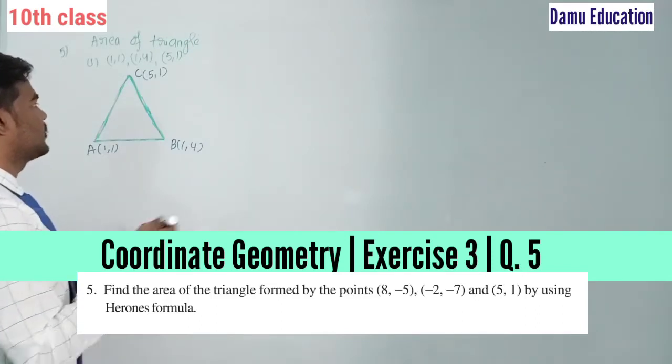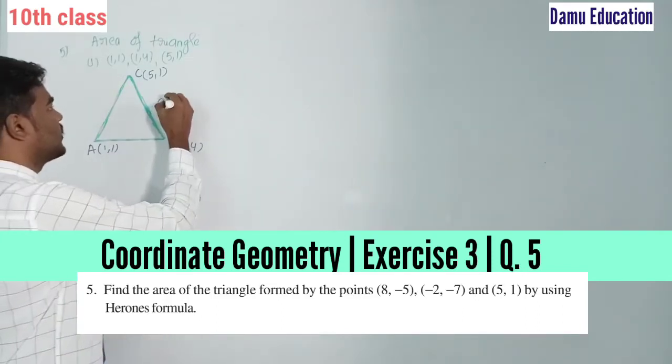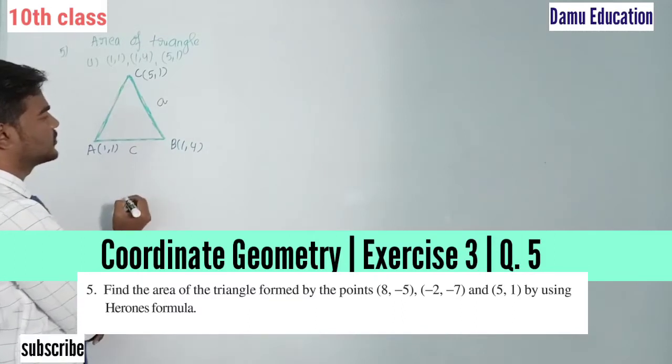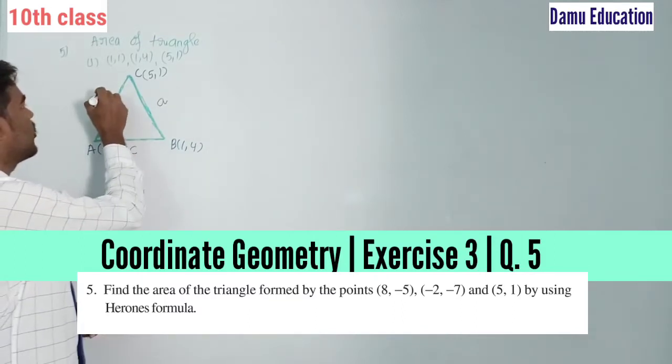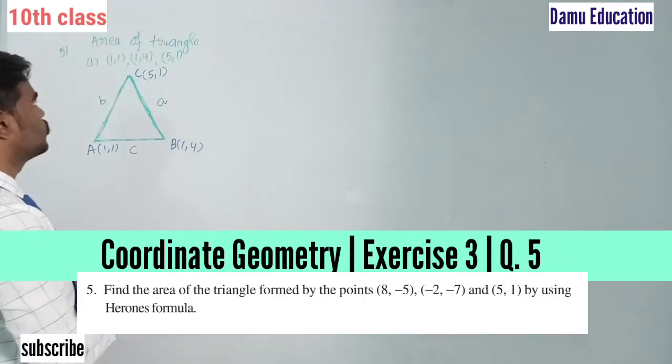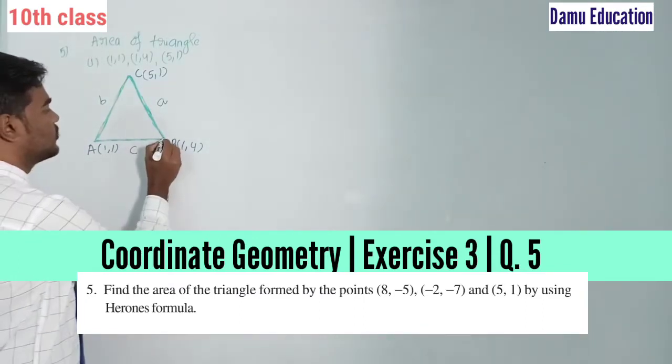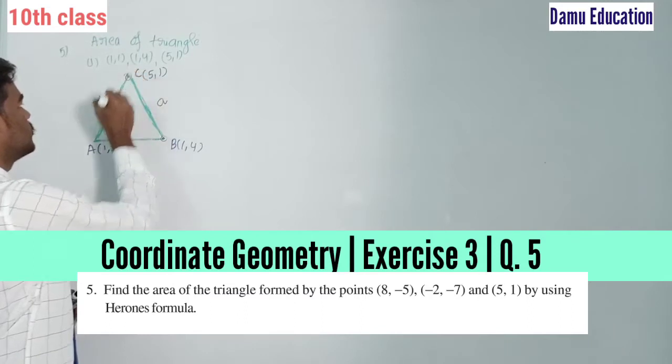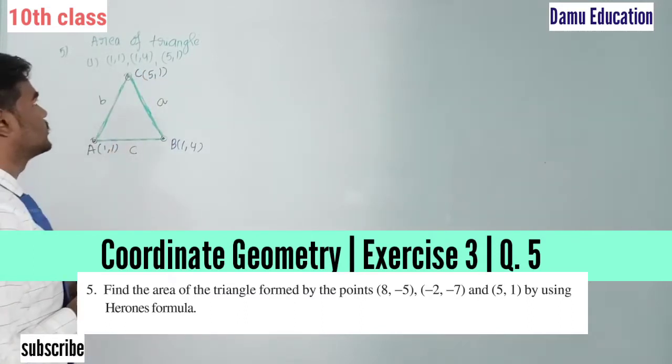For capital A, the opposite side is small a. For capital C, the opposite side is small c. For B, the opposite side is small b. So these are the lengths, the distances between 2 points, and these are the vertices.